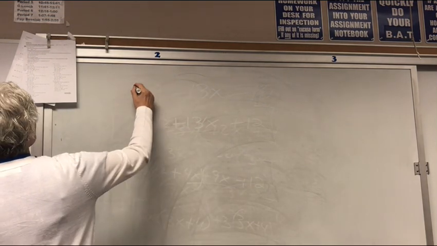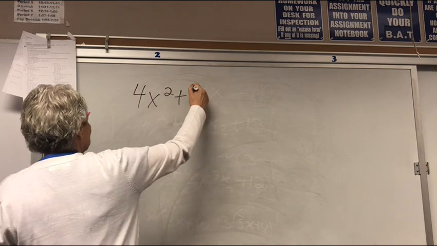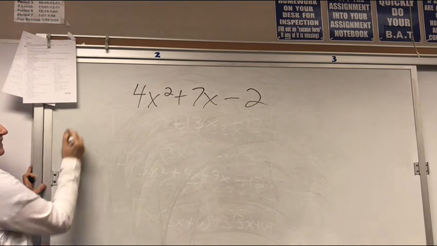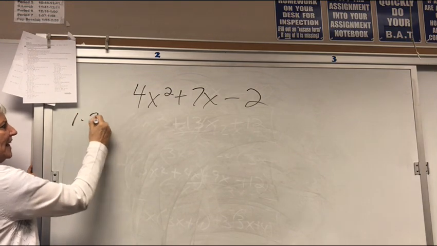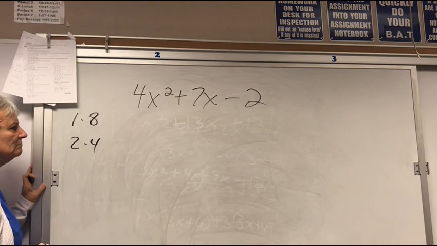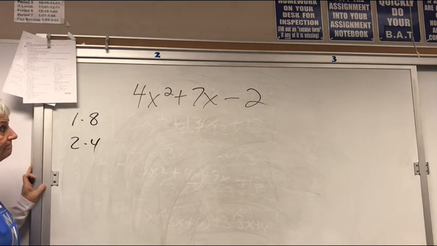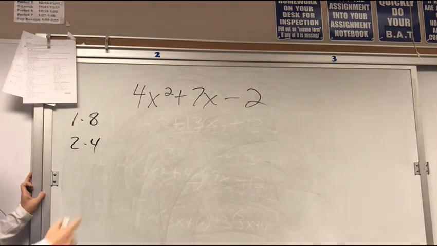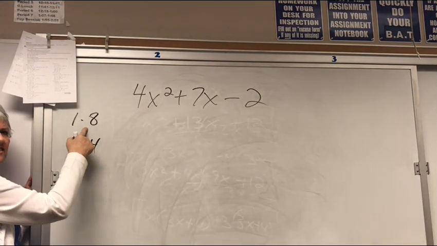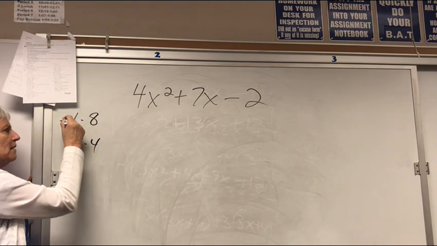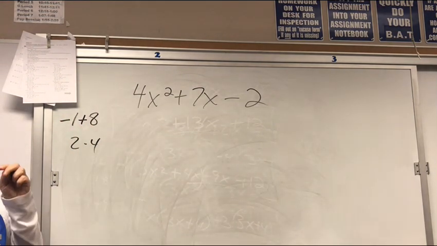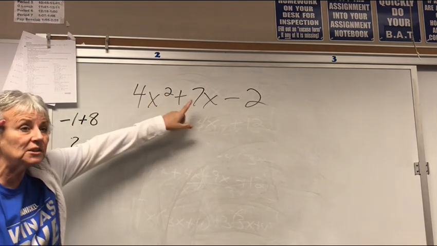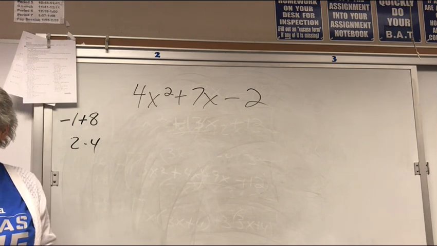Let's do 4x squared plus 7x minus 2. Okay, factors of 8. 1 and 8, 2 and 4. Those are factors of A times C. It'd be 1 and 8. How am I going to make a 7 out of that? Negative 1, positive 8. I am strongly suggesting you put the signs here, make a decision that it's equal to 7, and then rewrite.